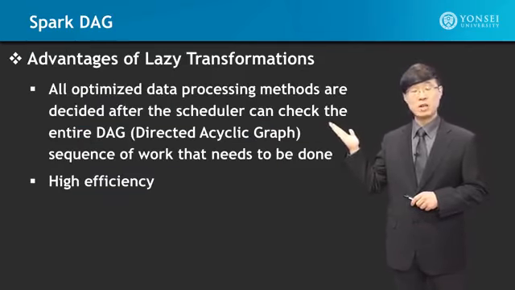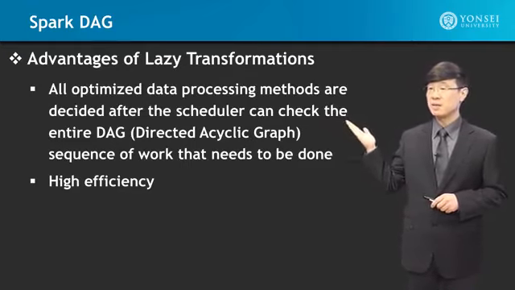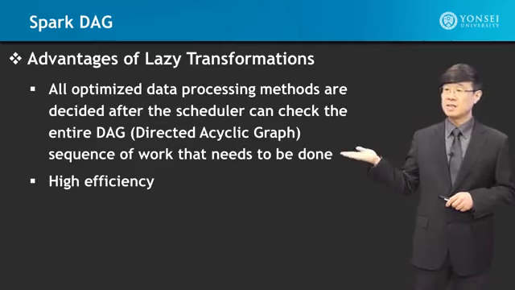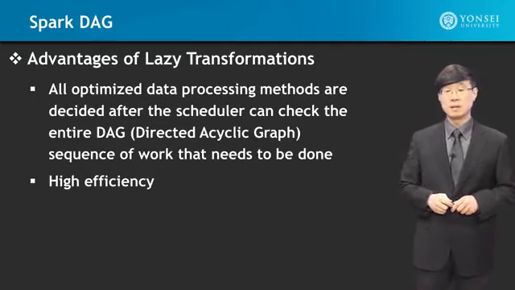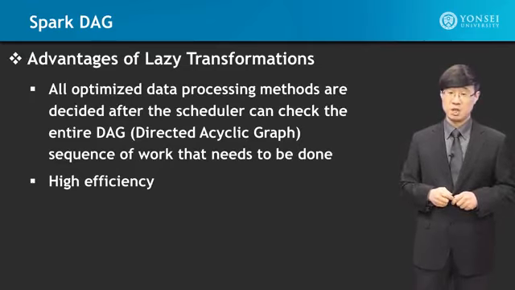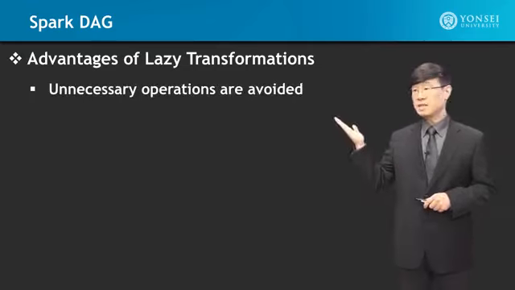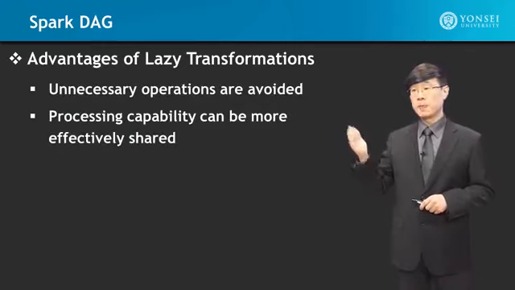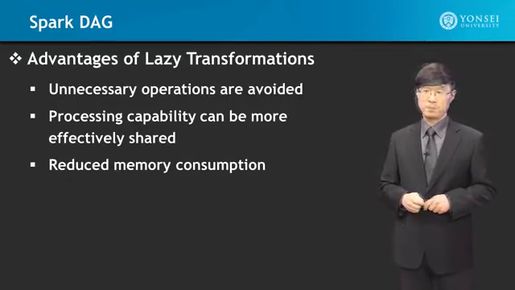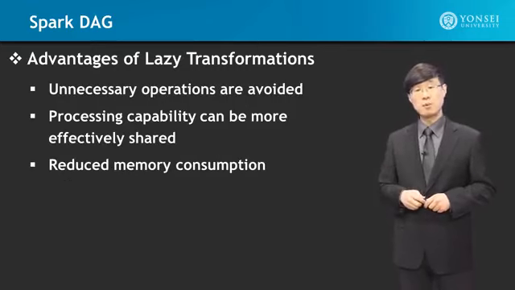Advantages of lazy transformations that are used in Spark. All optimized data processing methods are decided after the scheduler can check the entire DAG sequence of work that needs to be done. So therefore, it is optimal and extremely highly efficient. Unnecessary operations are avoided, and processing capability can be more effectively shared. It also results in reduced memory consumption.